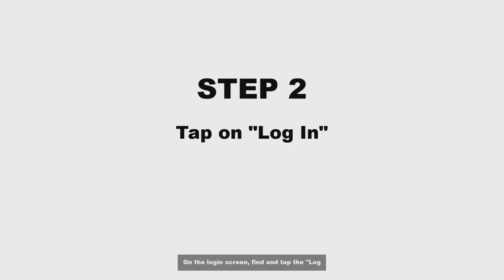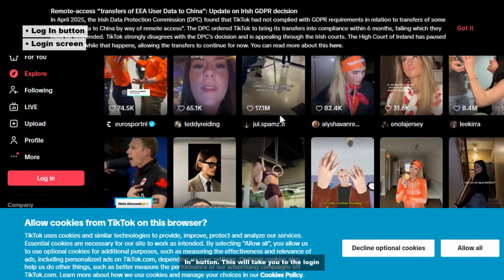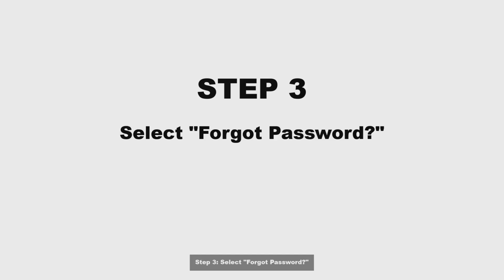Step 2. Tap on Login. On the login screen, find and tap the login button. This will take you to the login options. Step 3. Select Forgot Password.